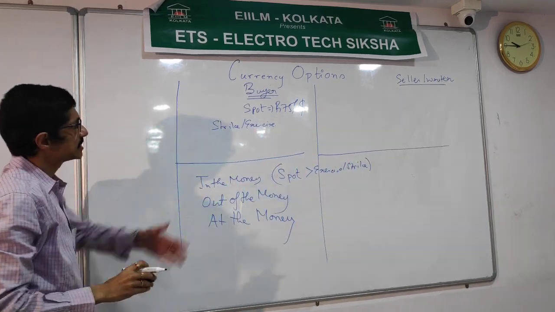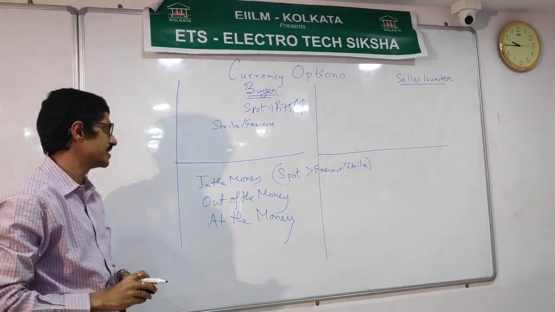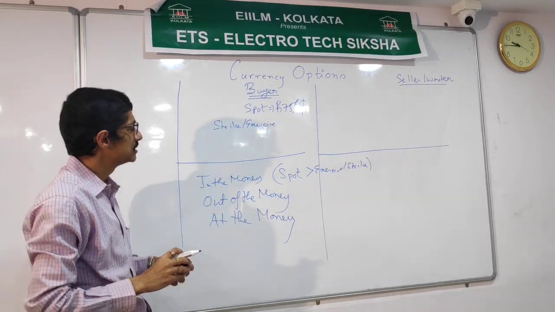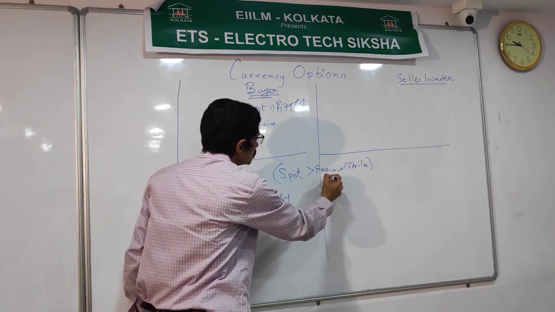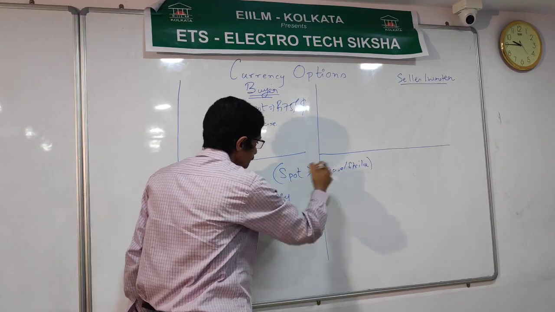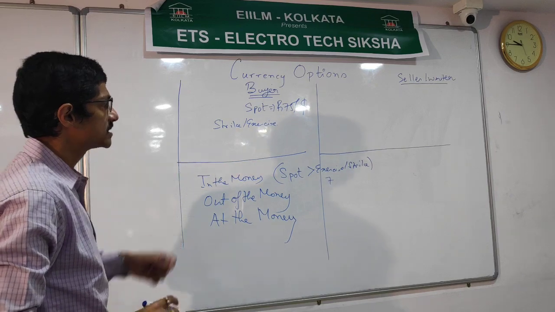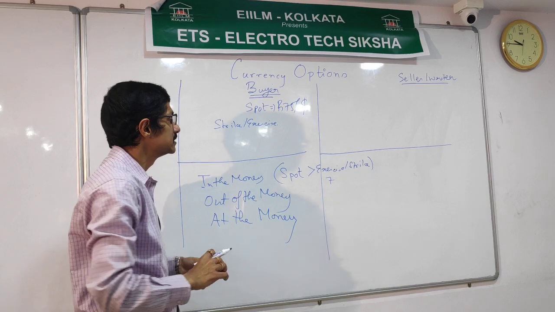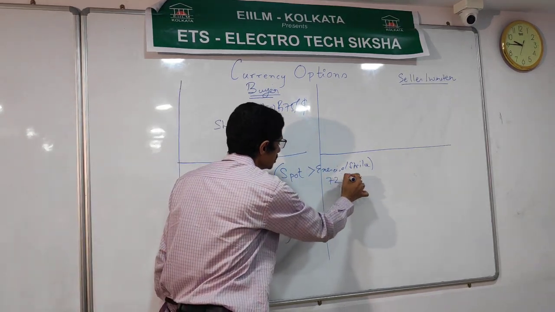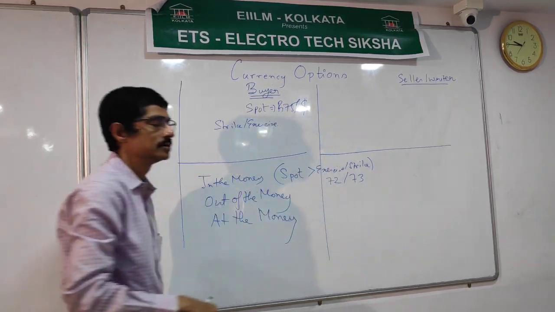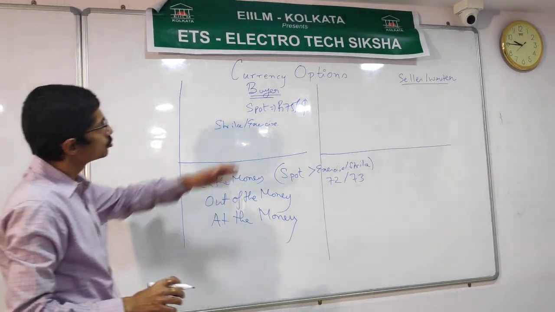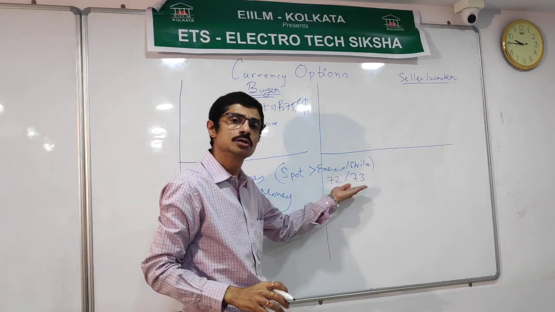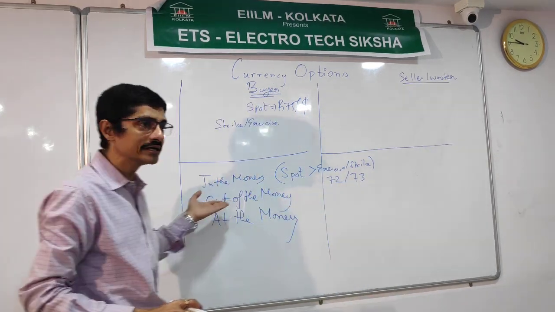That means, let's say the spot price of the rupee dollar is now rupees 75, but we enter into an agreement which is an option with the seller that we are going to buy at, let's say, 72 or 73. Then why it is called in the money? Because though the spot price is 75, we can get it from the seller at a lower price, 72 or 73. So naturally it is called in the money.